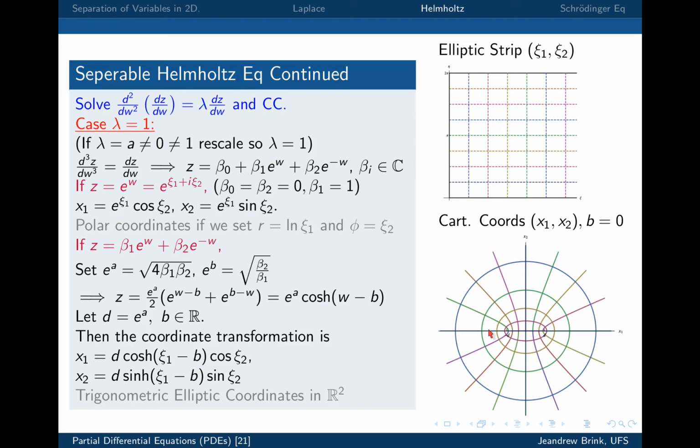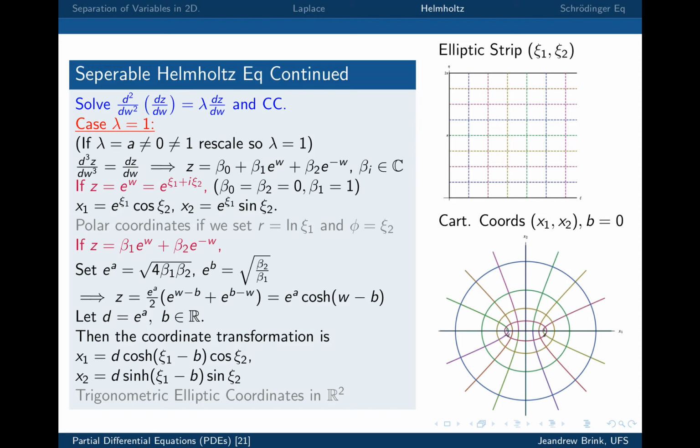Translation, rotation, and scaling. That's the linear transformation. Then you have your parabolic coordinates that we did in the previous slide, your polar coordinates, and then the general case with the elliptic coordinates. And that's it.